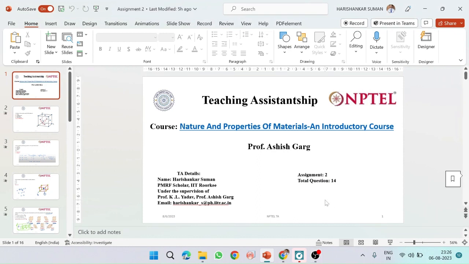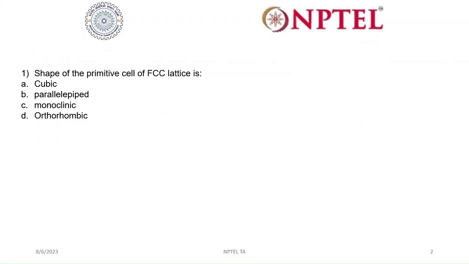So guys, today we have discussed assignment second. First question we have discussed today. First question is the shape of the primitive cell of FCC lattices: cubic, parallelepiped, monoclinic. So the answer is parallelepiped.